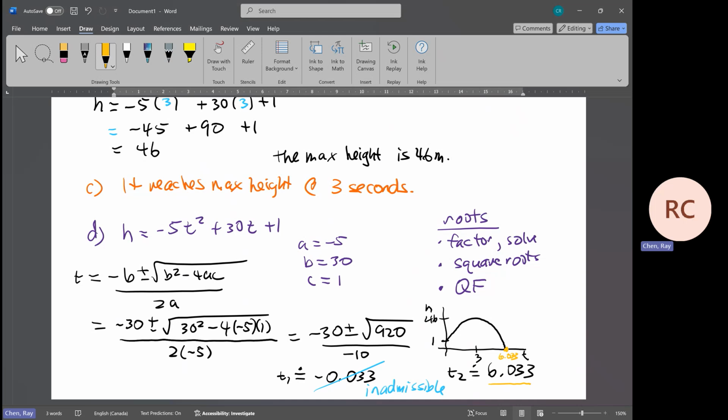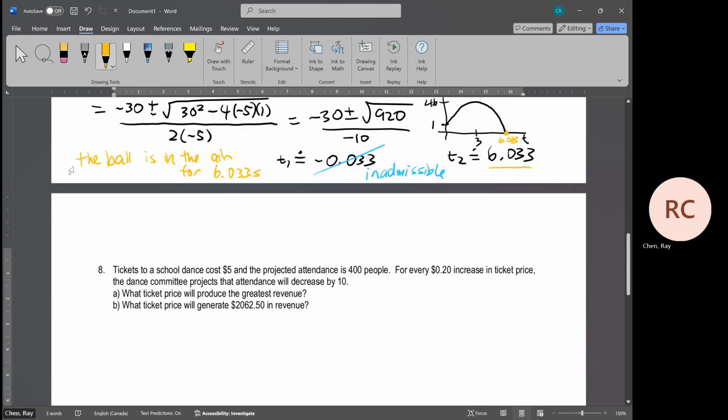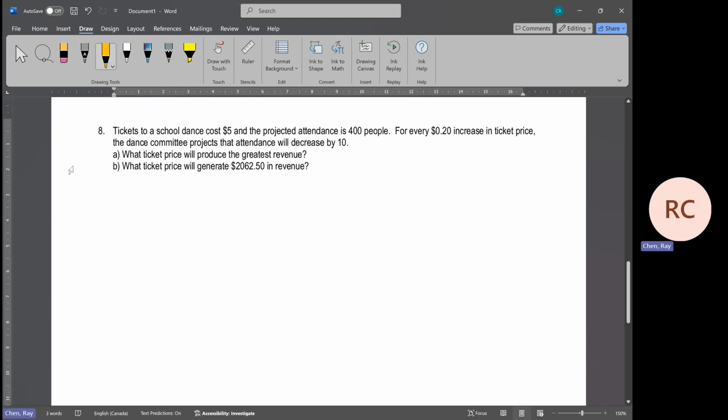So the answer to the question D, I apologize, I'm over now to the left. I can write my answer. The ball is in the air for approximately 6.033 seconds. Hopefully that helped. We'll now move on to question 8. Pause the video if you would like.